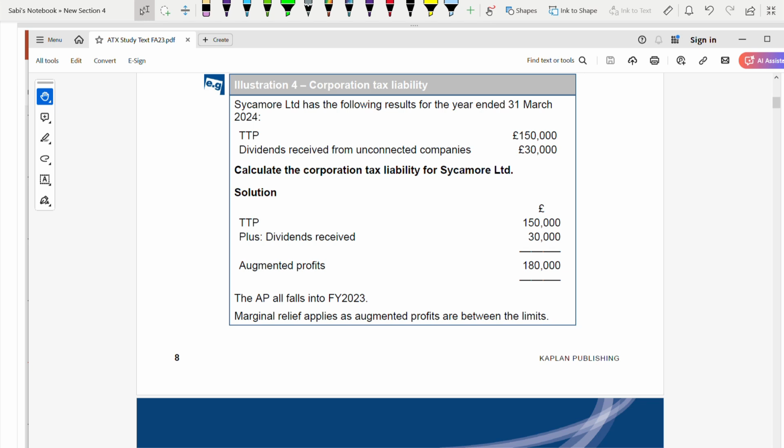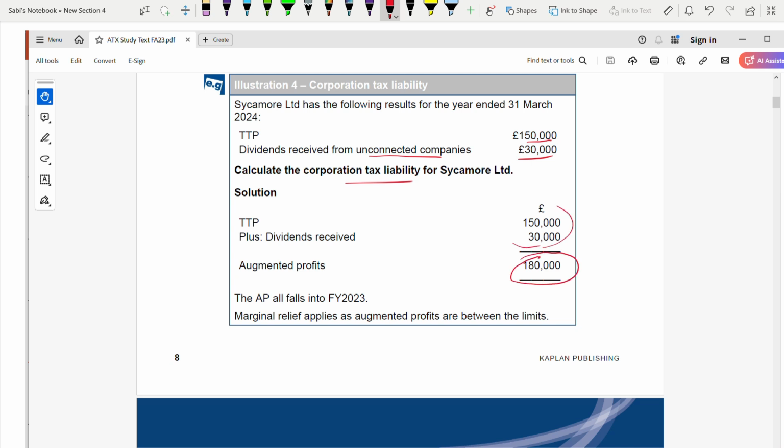Illustration 4. In illustration 4, calculate the corporation tax liability. You have been given the TTP as 150,000 and dividend received from unconnected companies 30,000. So you have to add both TTP and dividend to get augmented profit of 180,000. This 180,000, if you see, lower limit is 50,000, upper limit is 250,000. This falls between the limits.